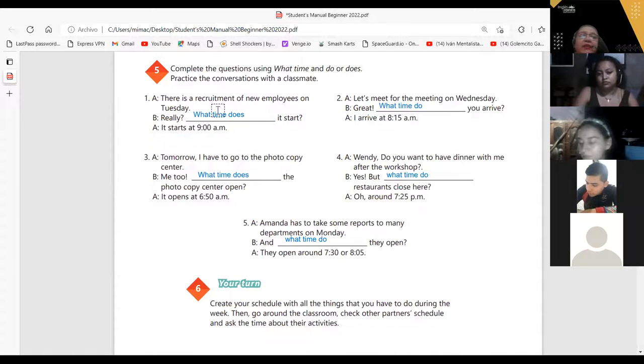So here we go. There is a recruitment of new employees on Tuesday. Really? What time does it start? It starts at 9 a.m. Let's meet for the meeting on Wednesday. Great. What time do you arrive? I arrive at 8:15 a.m. Tomorrow, I have to go to the photocopy center. Me too. What time does the photocopy center open? It opens at 6:50 a.m.